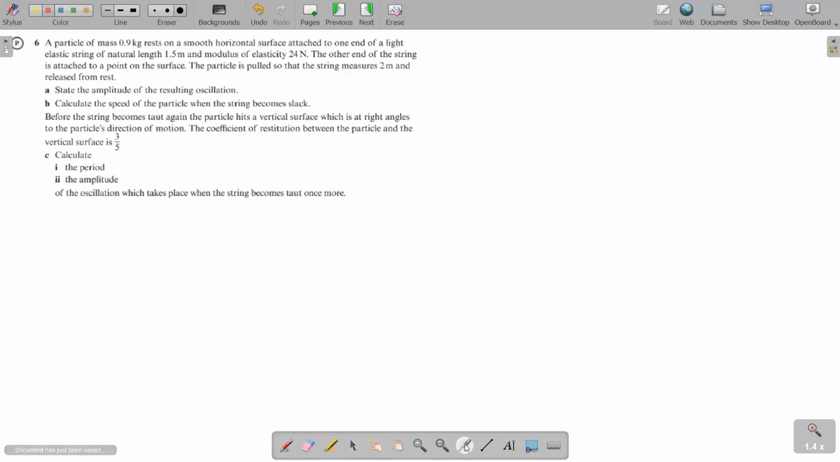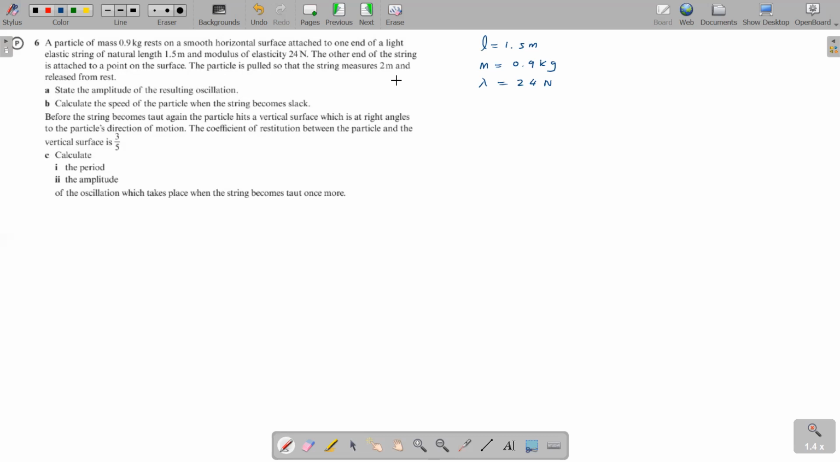Okay, so next let's move to question number 6. A particle of mass 0.9 kilogram rests on a smooth horizontal surface attached to one end of a light elastic string of natural length 1.5. Okay, natural length is 1.5, mass is 0.9 kilograms, lambda is 24 newtons. The other end of the string is attached to a point on the surface. The particle is pulled so that the string measures 2 meters.